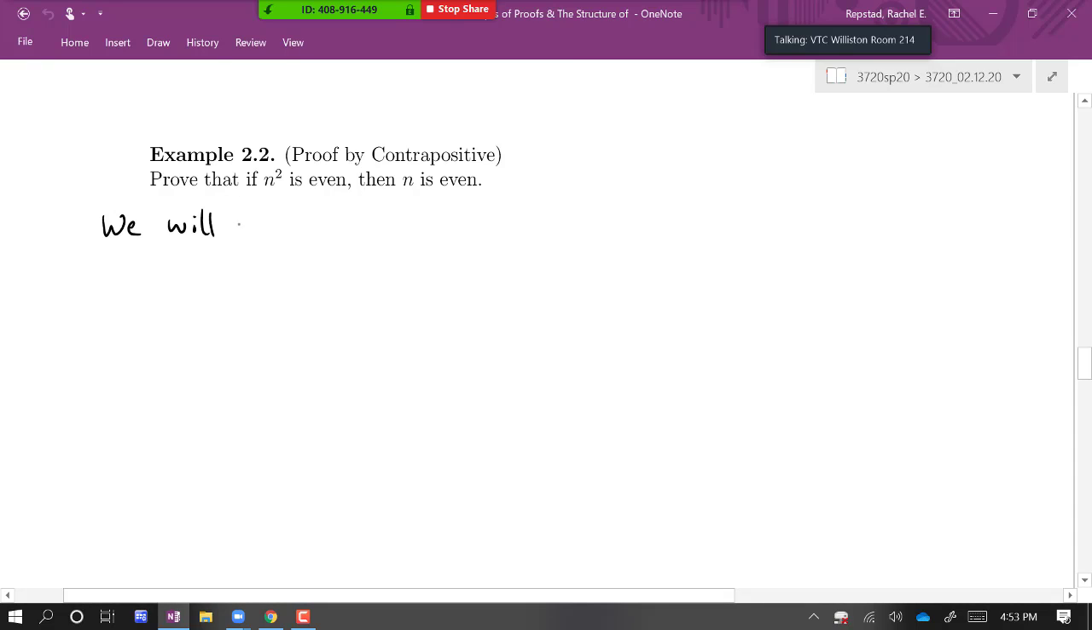Yep. So if I'm proving by contrapositive, I often just start by writing out what the contrapositive statement should be. So we will prove the following. The contrapositive of if A, then B is if not B, then not A. So if n is not even, meaning if n is odd, then not A, then n squared is odd. That's the statement that we'll prove directly.